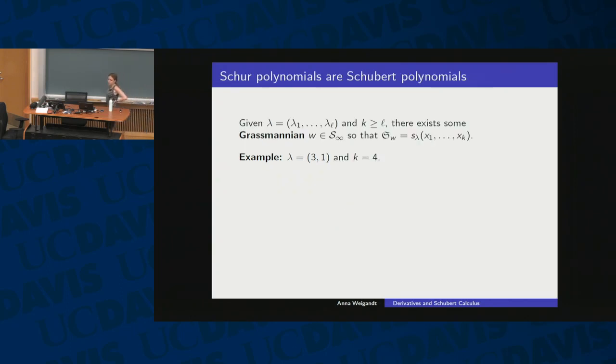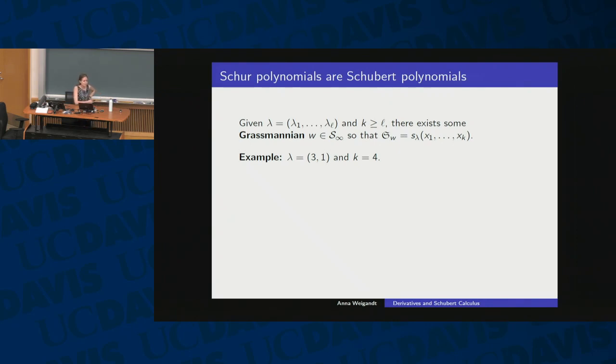Okay, so Schur polynomials, I mentioned this, but I just want to give you the explicit recipe. They're actually just Schubert polynomials, and there's a way of translating between partitions and permutations. Given a partition and some number k, your number of variables, that's bigger than the number of parts of the partition, there exists some Grassmannian permutation, meaning a permutation with a unique descent, so that the Schubert polynomial of that permutation is actually just the Schur polynomial for lambda in k variables. So here's the recipe.